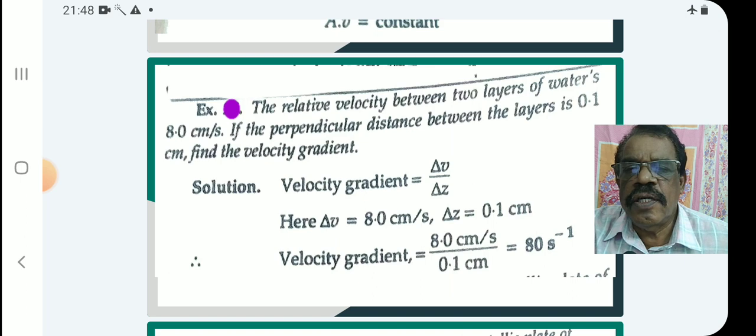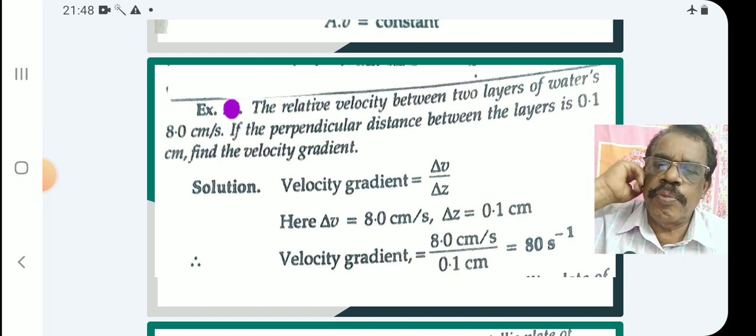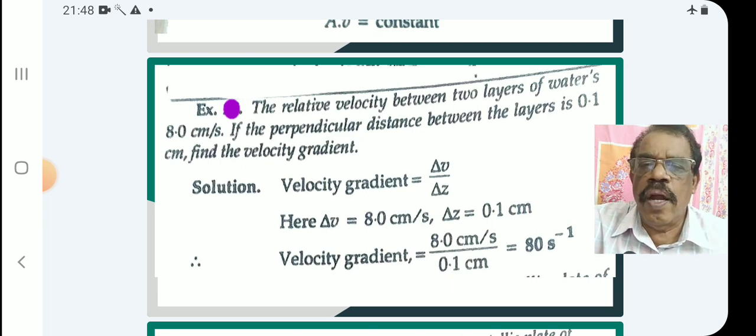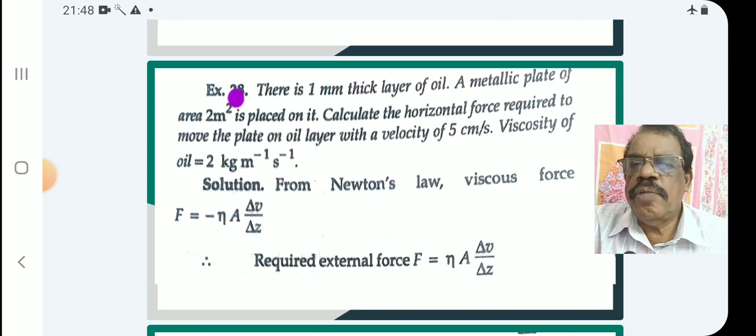So the velocity gradient is 8 centimeter per second by 0.1 centimeter, we get 80 second raised to -1. That is the answer. Next problem.